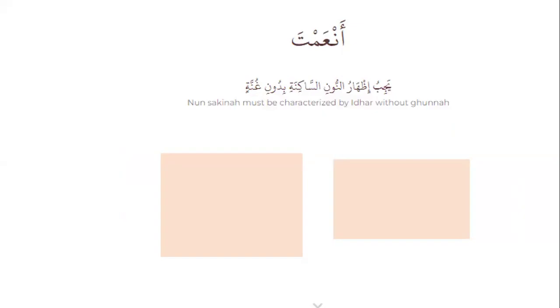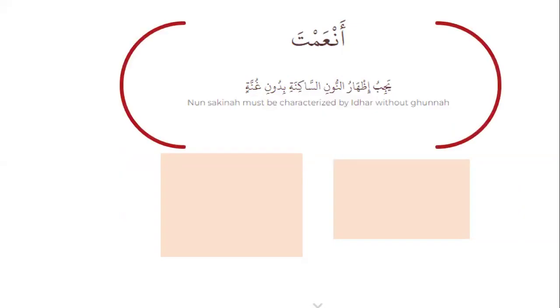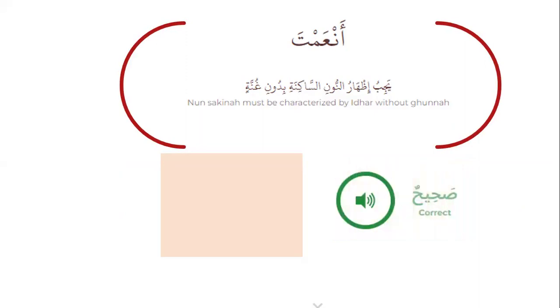Start with listening skills. Number one, Noon Sakina must be characterized by izhar without ghunna. It's an'amta. Please repeat after me the correct pronunciation. An'amta. It's an, but it's not an'amta. No, no ghunna.